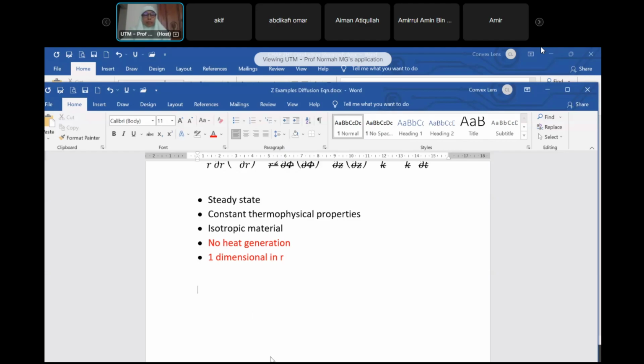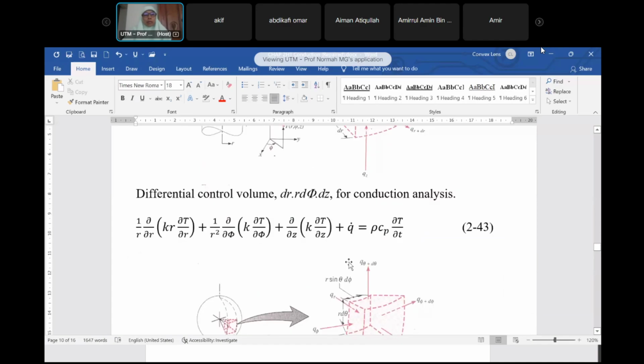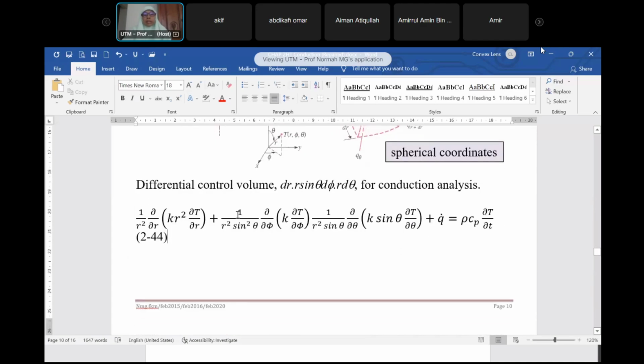Right. So let's have a look at the spherical coordinates. This is spherical conduction. No, this is not spherical. So let's see.